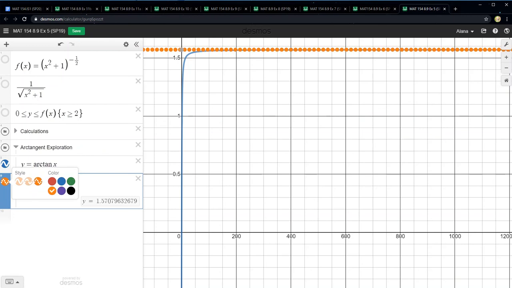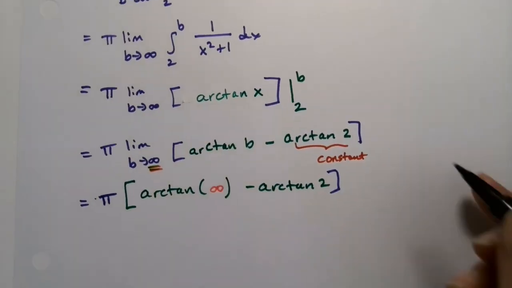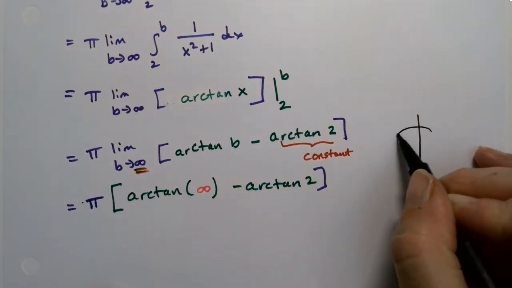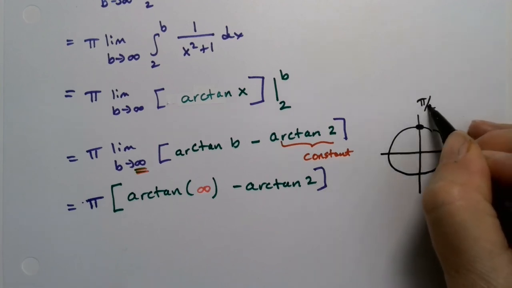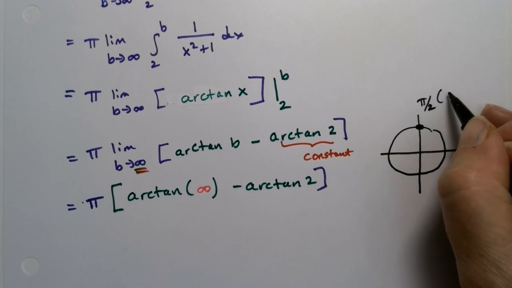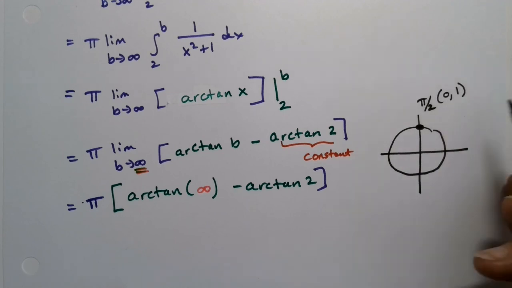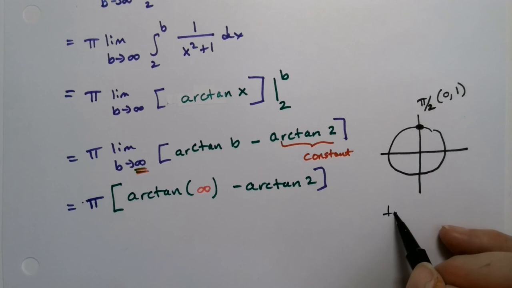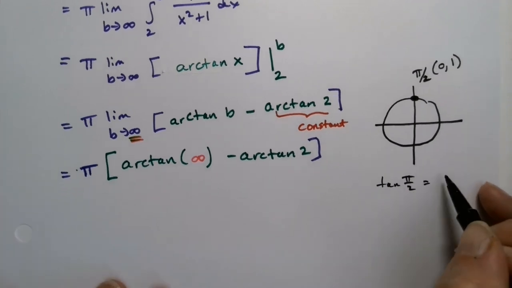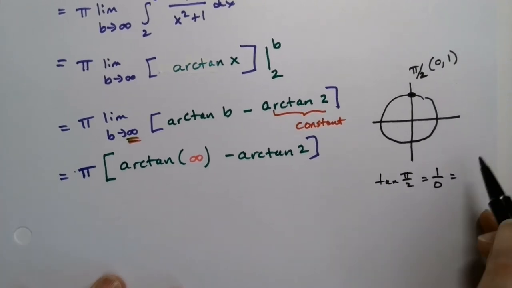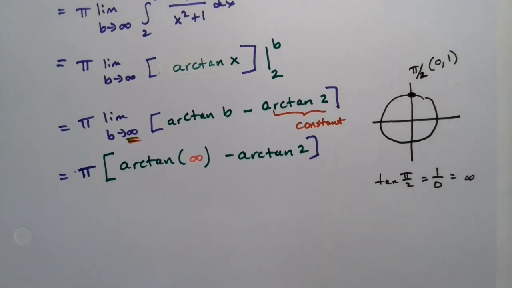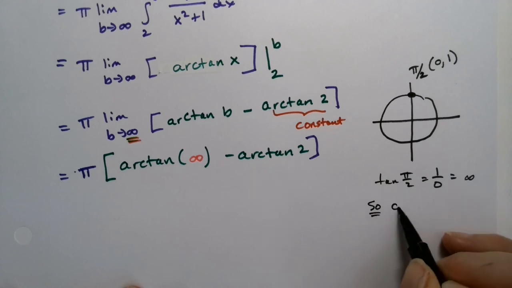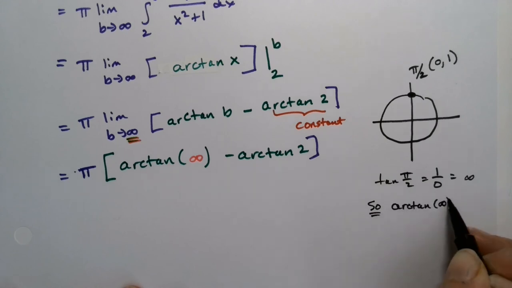Now, why might that be the case? Let's look at the unit circle for just a second. You got your unit circle, right? Let's think about pi over 2 for a second. Pi over 2 has a cosine of 0 and a sine of 1. So its tangent is 1 divided by 0, which we already said is not an indeterminate form. That's determinate. We know what that is. It's infinity. So that means that the arctangent of infinity is pi over 2.